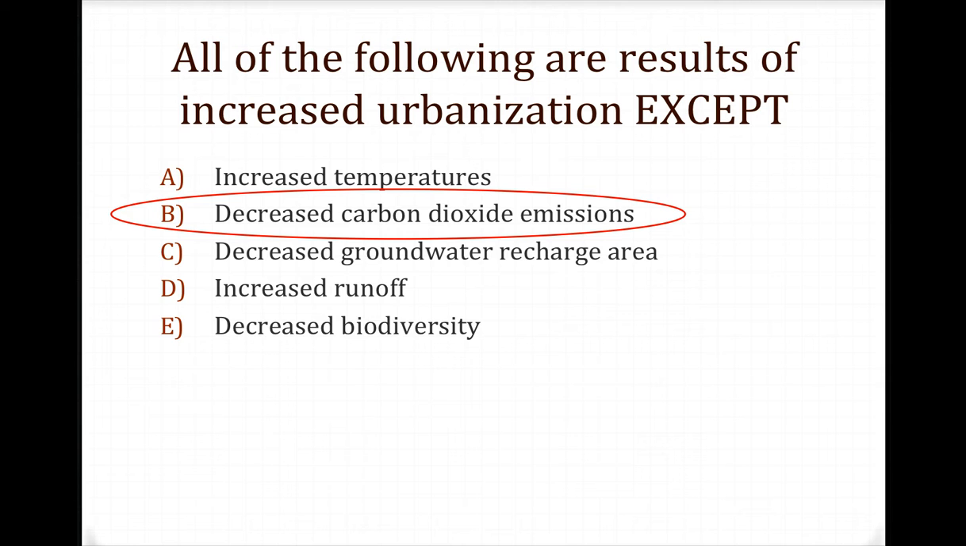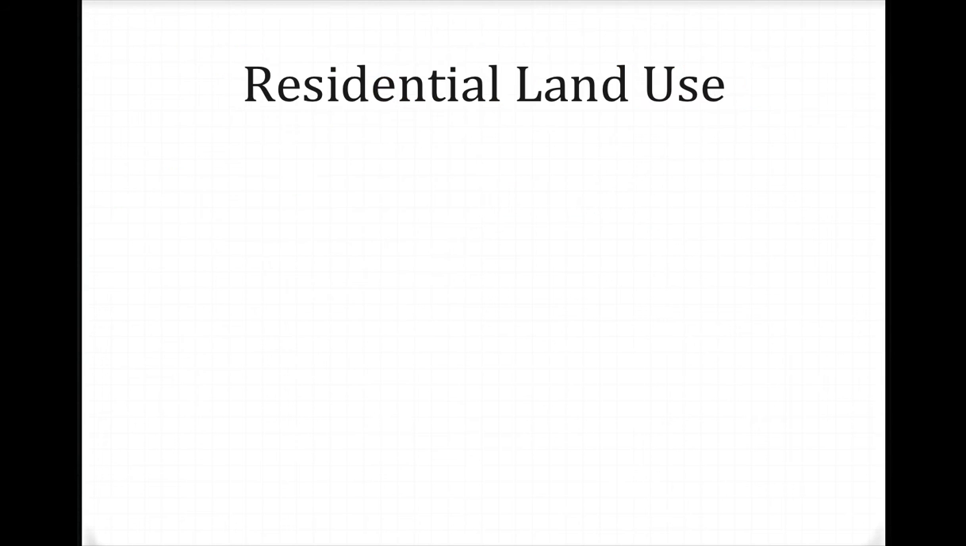So with increased urbanization, we do see increased temperatures. We do see decreased groundwater recharge area because of those impermeable surfaces or impervious surfaces. We do see increased runoff, again because of those impervious surfaces. And we do have decreased biodiversity because we have basically just converted a whole bunch of habitat for animals into habitat for humans, and we require different, let's just say our habitat requirements are different.